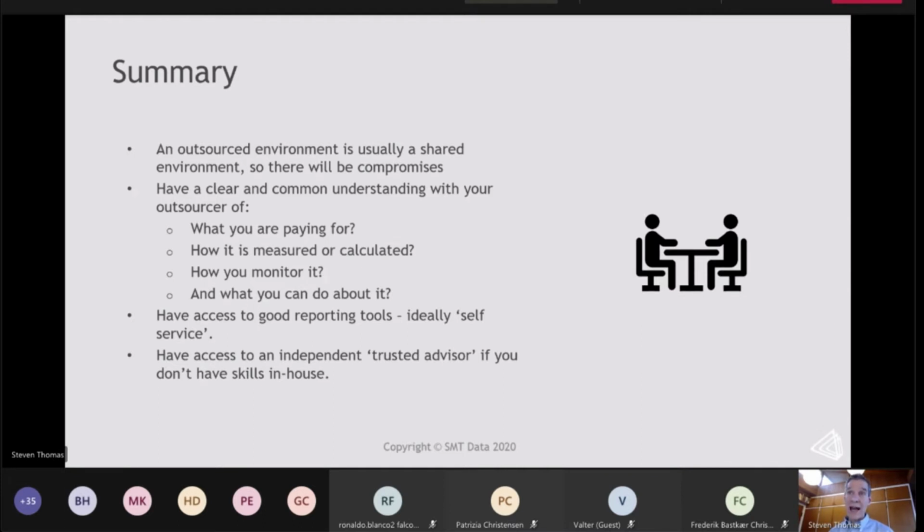So it's about having access to good reporting tools, ideally self-service, so you don't have to go in and ask your outsourcer for this information, but you can go in and draw it yourself. And again, have access to an independent, trusted advisor if you don't have the skills in-house to work with this data and really understand this data.